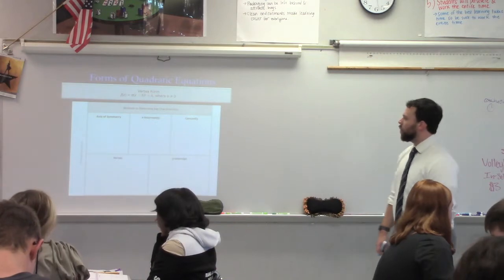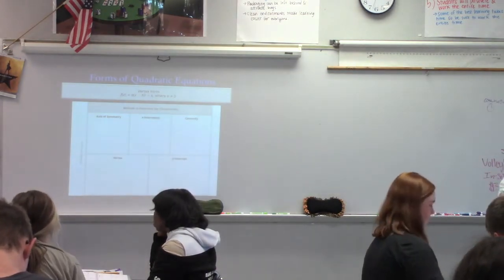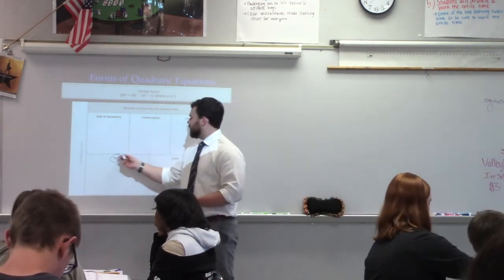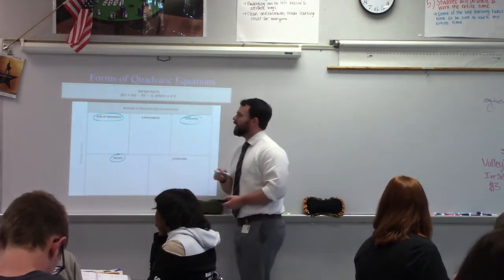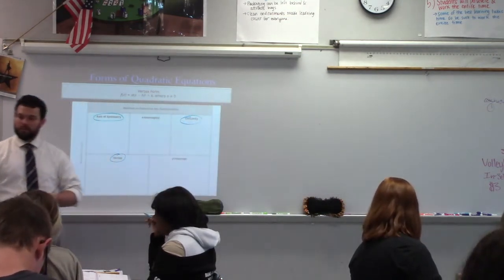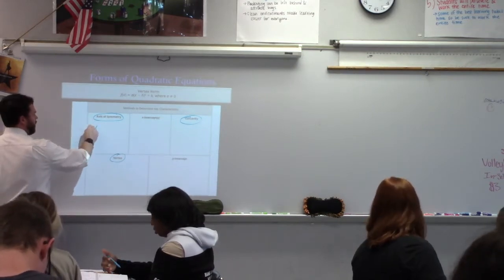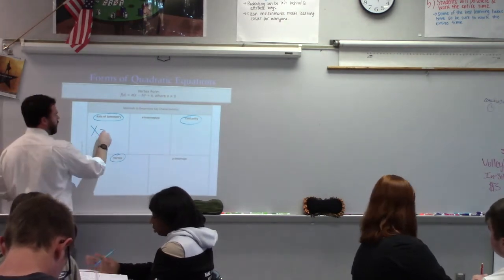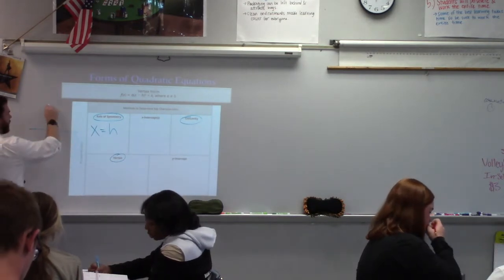Alright, so which features of a parabola can we quickly see in vertex form? Vertex, concavity, and the line or axis of symmetry. What is the line or axis of symmetry? The whole line. So it's a vertical line, right? So x is equal to something. Remember, it has to go through the vertex.